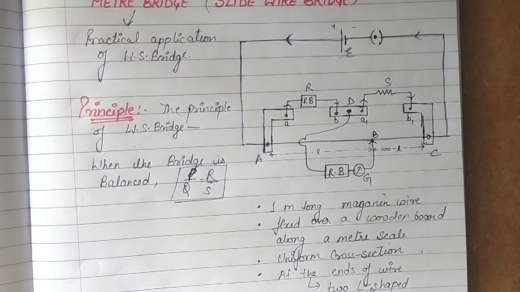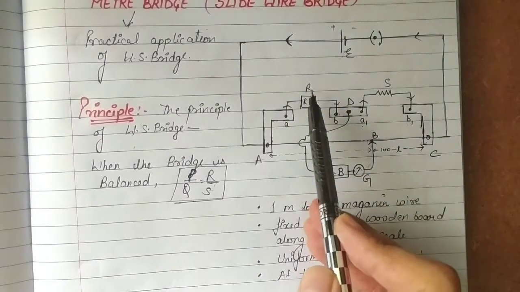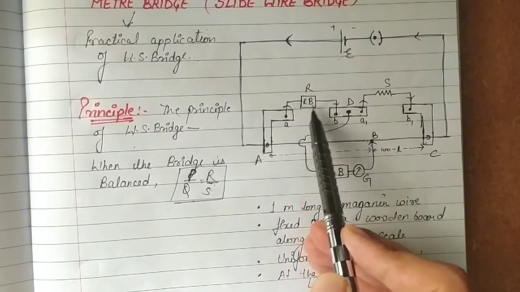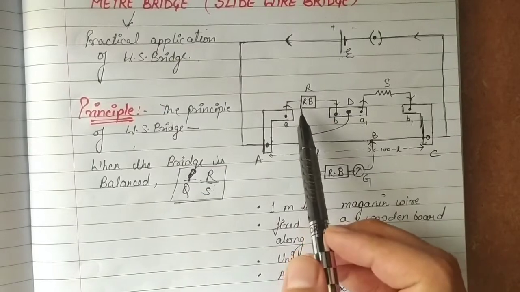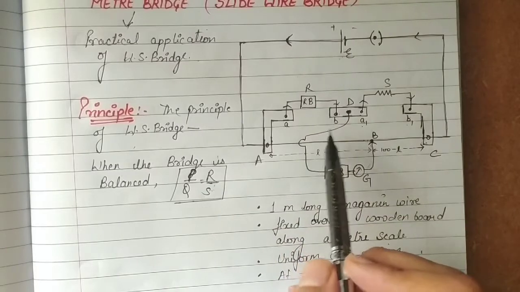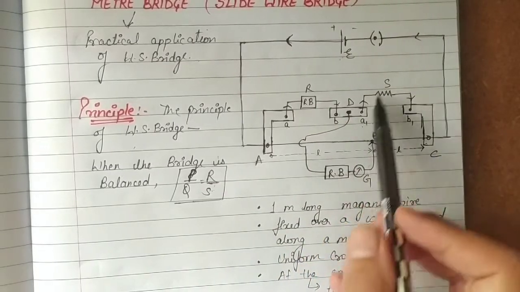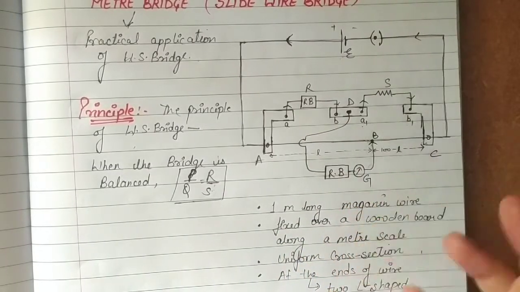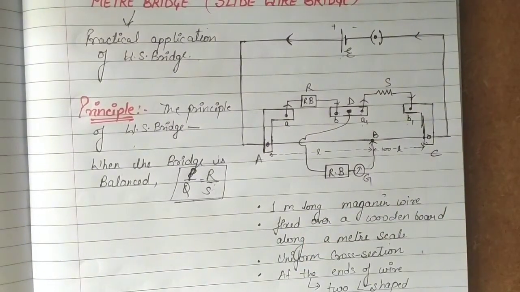Now, to see the working of meter bridge, we are first of all going to choose a suitable resistance capital R from this resistance box, right? So the first step is to choose a suitable resistance capital R depending on the order of the other resistances, or this unknown resistance capital S that we don't know, but we will choose a suitable resistance capital R depending upon the order of other resistances, right?